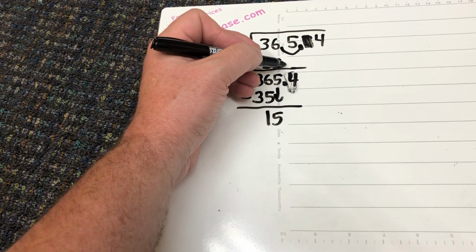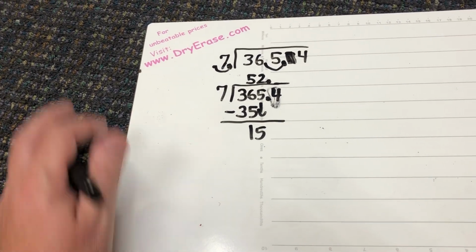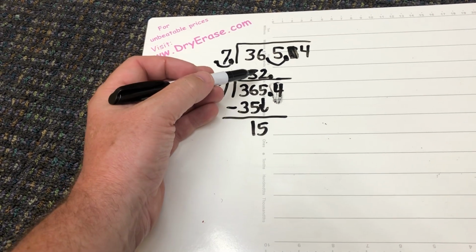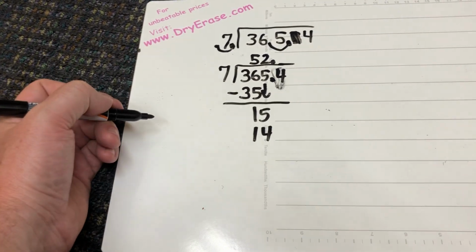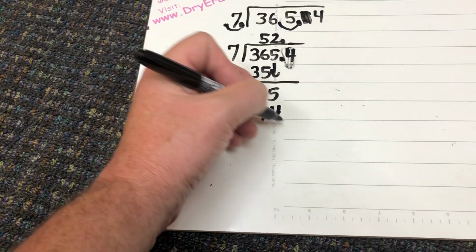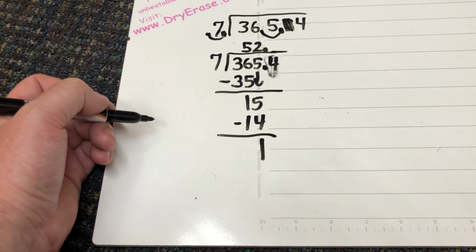Now once I have my decimal established, you want to move that straight up to where it's there. 7 can go into 15 2 times. 2 times 7 is 14. Now I'm ready to subtract. 15 minus 14 is 1.